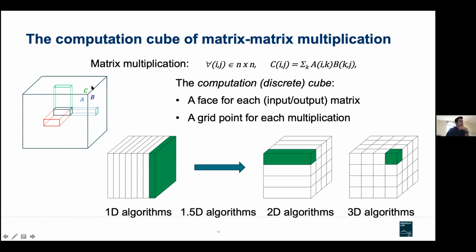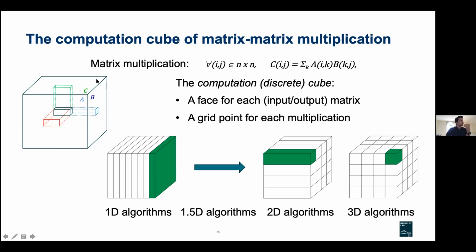And so this is our computation cube, and each grid point within the cube represents a single multiplication operation that we're doing. If we represent all of matrix multiplication in terms of this computation cube, we can distribute matrix multiplication by slicing and dicing this computation cube in multiple different ways. And by slicing and dicing this computation cube, we get different classes of distributed matrix multiplication algorithms. If this is going over your head right now, you'll see it again later on in class. I think Jim gives this lecture on distributed matrix multiplication.